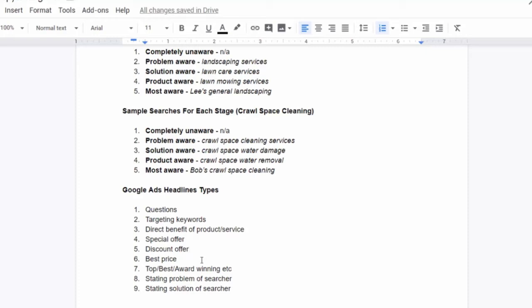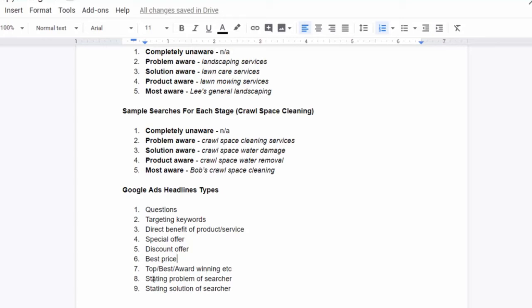And then best price, this is where you can say we have the best price, or absolute best price guaranteed, or the lowest prices, things like that where you're referring to price. And then number 7 here, top, best, number 1 rated: the top crawl space cleaning company, the best crawl space cleaning company, the number 1 rated crawl space cleaning company, and then award winning, you could say award winning crawl space company, things of that nature.